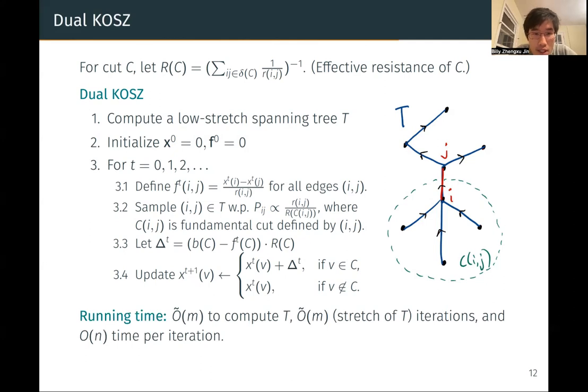And so the running time of this algorithm is going to be as follows. Computing the low stretch spanning tree T takes O tilde of n time, just like before. The number of iterations is also O tilde of m, which is the stretch of T, just as before. However, each iteration is going to take O of n time because it involves adding a constant to the potential of every vertex on one side of a fundamental cut. And that could take O of n time because there could be O of n vertices in that cut.